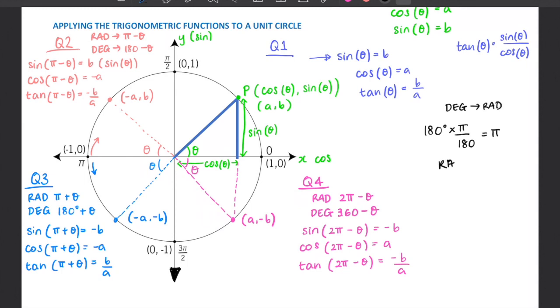And if you're going from radians to degrees, so for example, pi on 2, you want to convert to degrees, we would do that times 180 divided by pi, so that would give us 90 degrees.